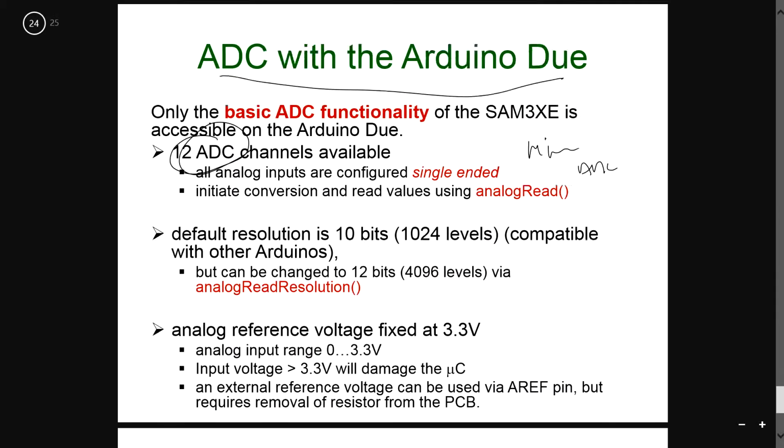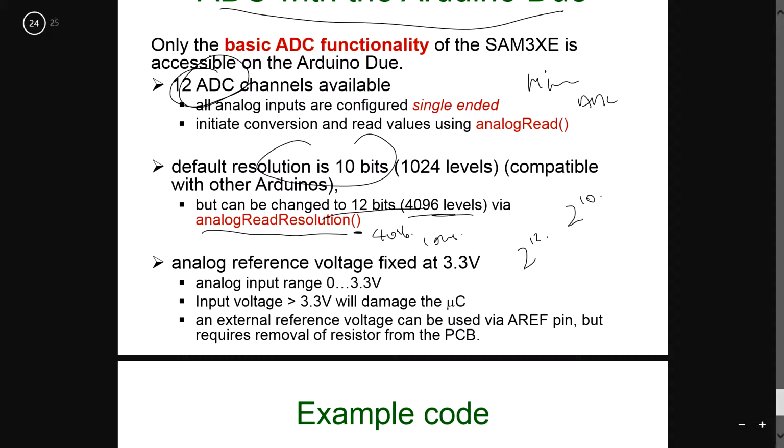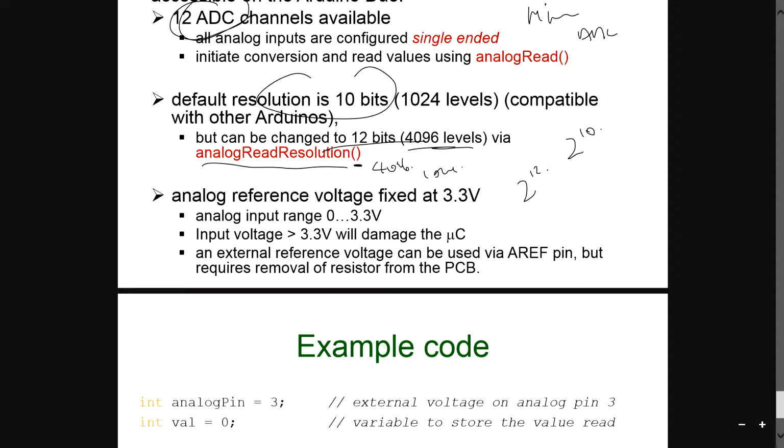Okay, and then the default resolution is 10 bit, so it's 2 to the power of 10, but you can also change it to 12 bits, 2 to the power of 12, which is 4096 levels. You can go and type analogReadResolution in your Arduino, where for the resolution you can type 4096 or 1024, depending on what resolution you want. And the reference signal from Arduino is standard, 3.3 volts.